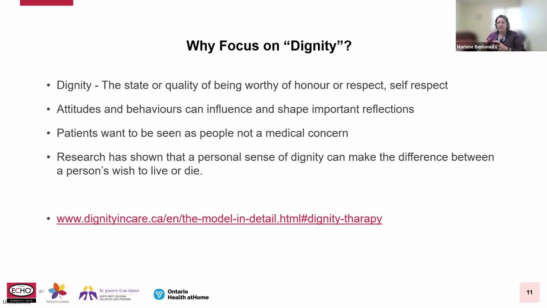And that attitudes and behaviors really can influence and shape important reflections. People want to be seen as people, right? They don't want to be seen as their medical illness. And statistics have shown that a personal sense of dignity can make the difference between a person's wish to live or to die. And I really believe that. What I've added here is the website for dignity and care. And I'm just going to go through a brief summation of some of the parts of dignity and the model of care.